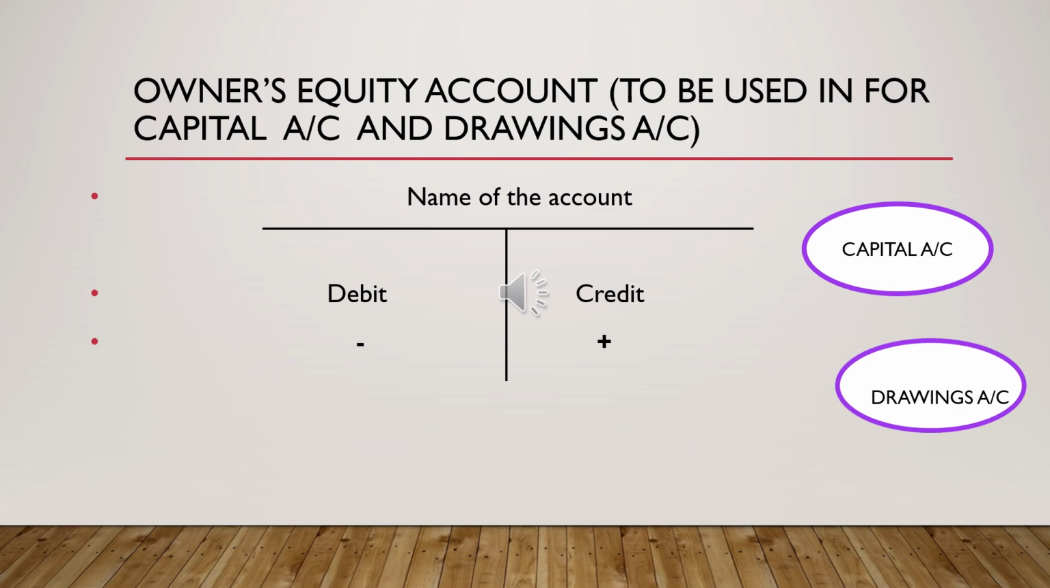Okay, for the owner equity, the transactions that involve the owner equity refer to the capital account and drawing account. For these two items, the increase in the owner equity will be recorded in the credit side. Meanwhile, the decrease in the owner equity will be recorded at the debit side.